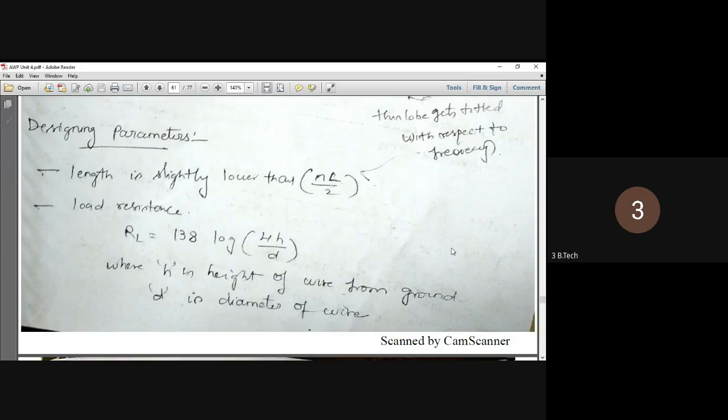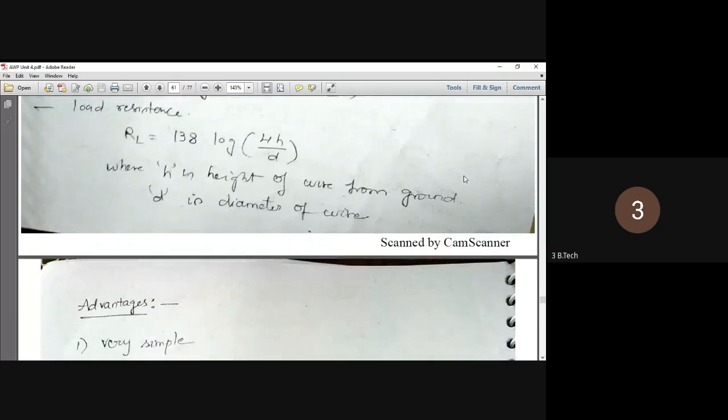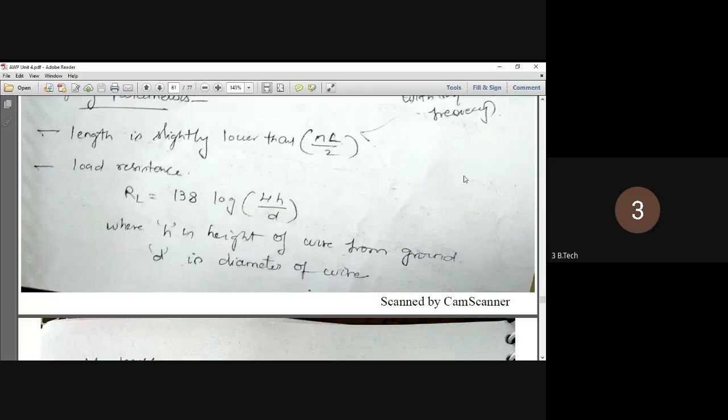Length is slightly lower than n lambda by 2. You already know that. You have to calculate the ZL value also. Since you have to calculate the RL value, the formula is 138 log of 4h by d, where h will be taken from the height of the wire from the ground. D is the diameter of the wire. When you substitute such values, you will get the RL value, that is the load resistance value or the ZL.